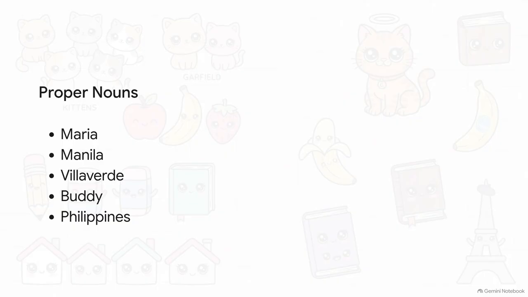Look at these names: Maria, Manila, Villa Verde Elementary School, Buddy, and the Philippines. These are all specific names. And look at the first letter of each word. Yep, every single one begins with a giant capital letter.